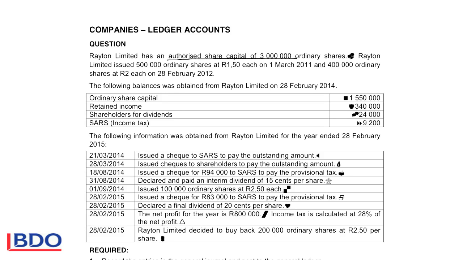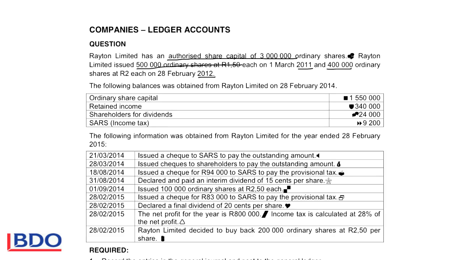Rayton Limited issued 500,000 ordinary shares at R1.50 each in 2001, so that's before our current year, and 400,000 at R2 each on 28 February 2012. That was also before the current year. So that will be the opening balance in our capital account.